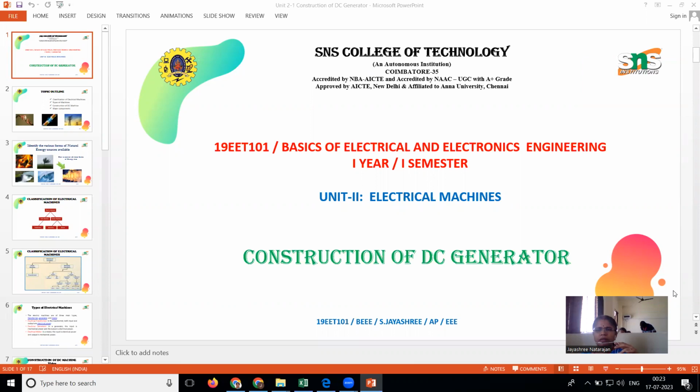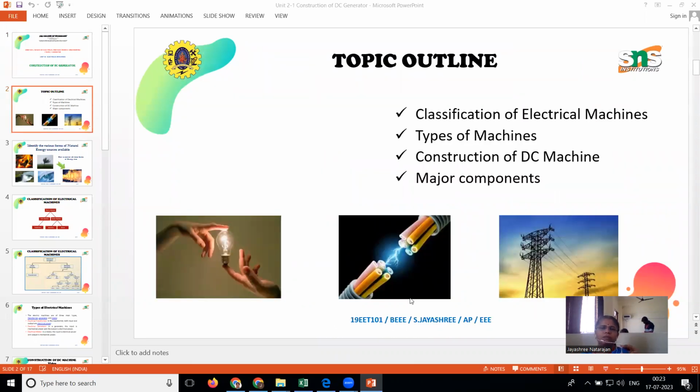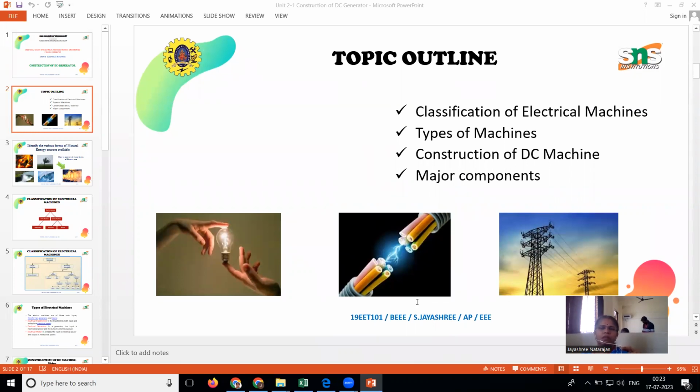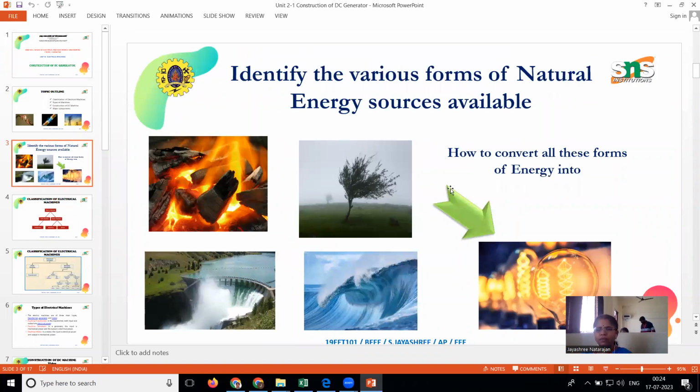So today we start with the second unit, that is electrical machines. The first topic is the DC generator. So before going to the topic, construction of DC generator, first, what is generation? Where do we get electricity from? That thing we have to know, right?